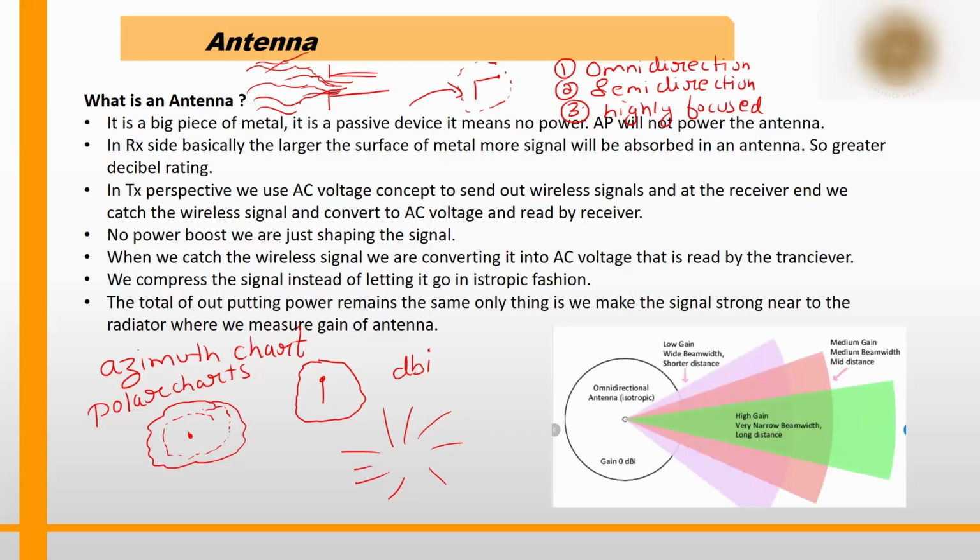In this session we would be seeing what kinds of antennas there are. We compress the signal instead of letting it go in isotropic fashion. The total output power remains the same, and the only thing is we make the signal strong near the radiator where we measure the gain of the antenna.